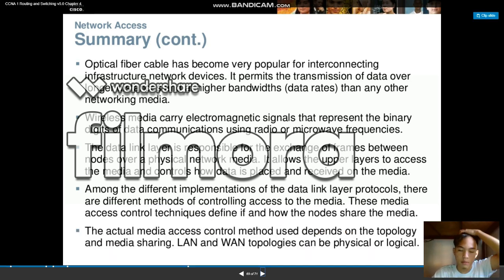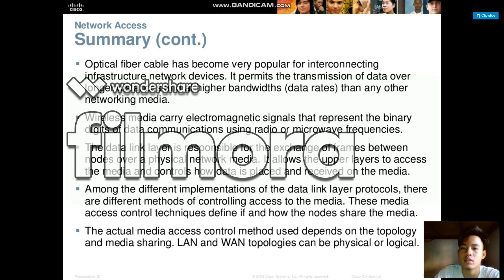Optical fiber cable has become very popular interconnecting infrastructure network devices. It permits the transmission of data over longer distances and at higher bandwidths or data rates than any other network media. It says that optical fiber became popular because of its speed when it comes to transporting data as the media of the network.